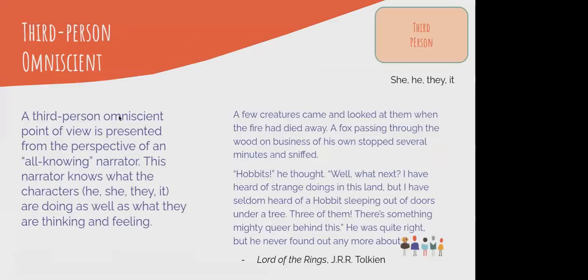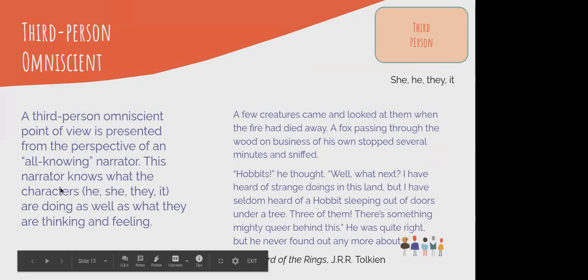Third person omniscient point of view is a point of view presented from the perspective of an all-knowing narrator. So a narrator that knows what everybody's thinking, what everybody's feeling, what's going to happen, right? This narrator knows what the characters are doing as well as what they are thinking and feeling, right? So here's an example of third person omniscient.